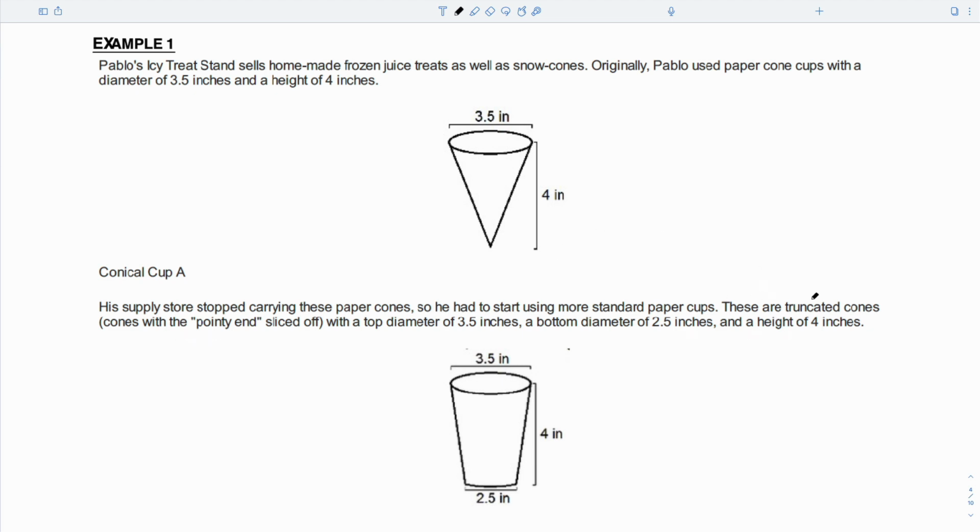So these are truncated cones. Truncated, underline it, means cut.